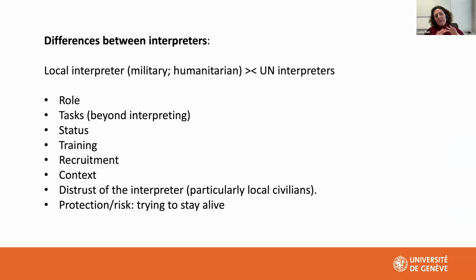So if we examine the results of all these studies, we can identify some differences between the different profiles of interpreter. On the one hand, we have the locally recruited interpreters for the military or the humanitarian organizations. And on the other hand, we have United Nations interpreters. And the differences are in terms of the role, the tasks, the status, the training, the recruitment, the context, and also, particularly for those who work for the military, this lack of trust of the interpreter, particularly the local civilians, and also the risk that they face, the interpreters working for the military.